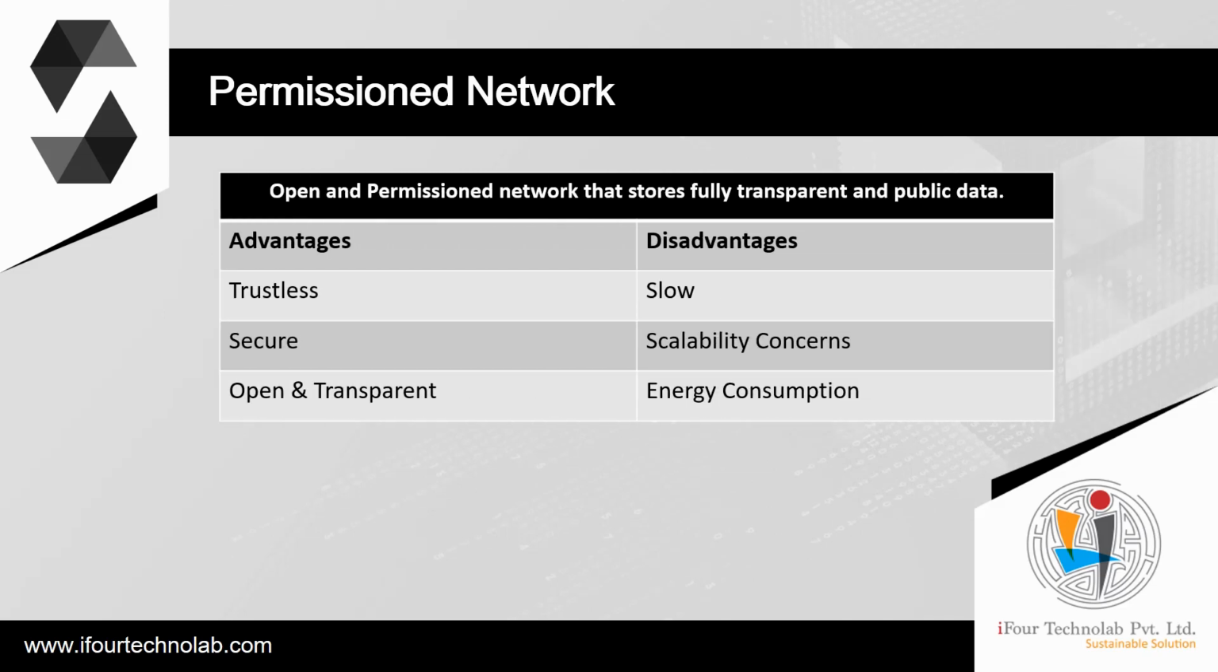There is a thin line gap between private and permissioned networks. The private network has a single organization as a central authority, while a permissioned network has multiple organizations as a central authority. Multiple organizations involved in this process must have trust in each other to read, write, and validate transactions.